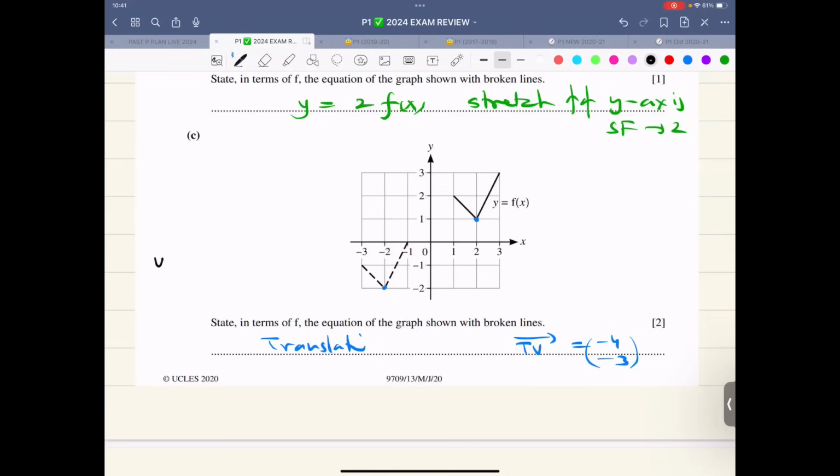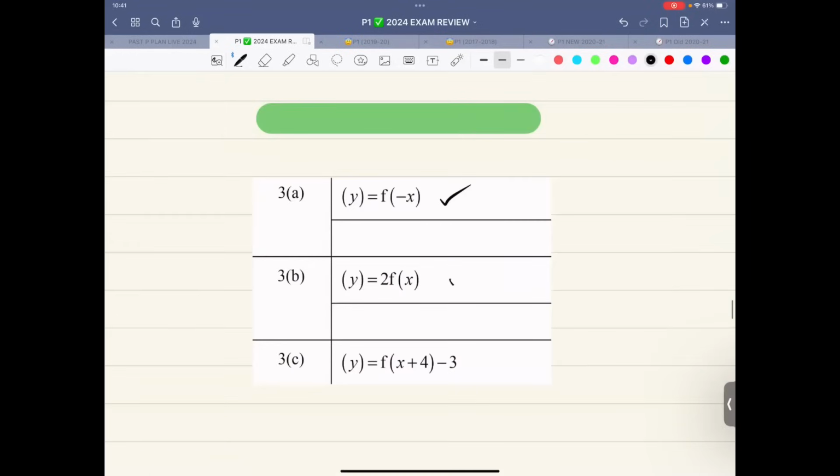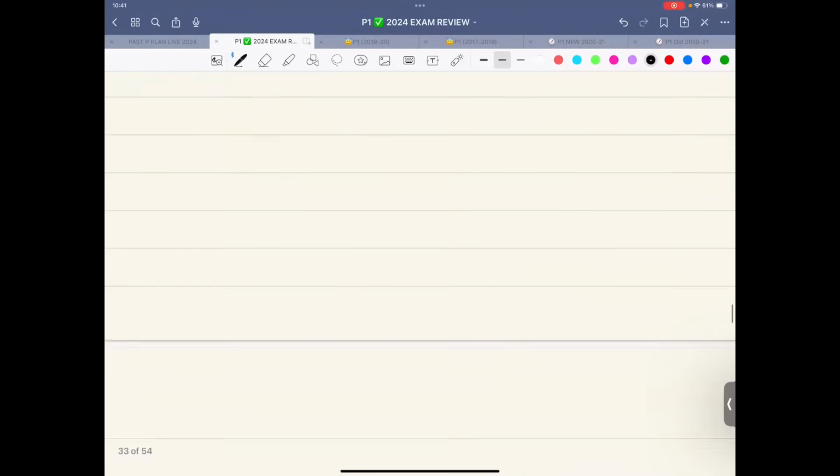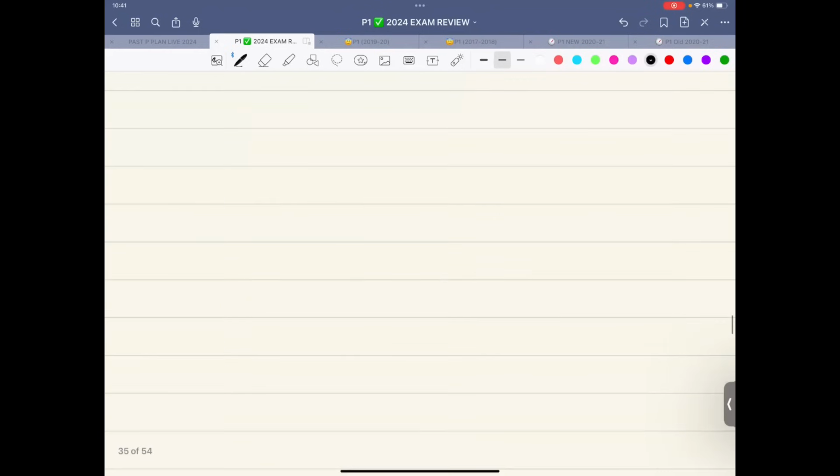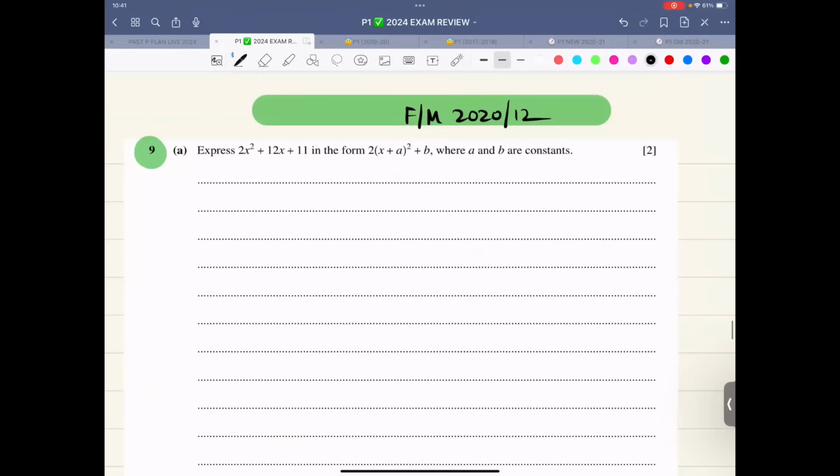So we will write y equals f bracket, -4 will be written as +4, and -3 will be written as -3. Now let's double check. This is good. This is good. This is good. That's how it's done. So now some blank pages and then a question.